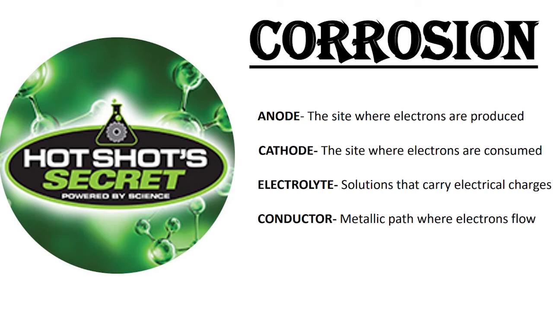Before we get started, here are a few definitions to help us understand the process. Anode, the site where electrons are produced. In the following examples, this is where metal loss occurs. The loss of electrons lets the metal migrate into the environment. Cathode, the site where electrons are consumed. For every electron produced at an anodic site, an electron is consumed at the cathodic site.